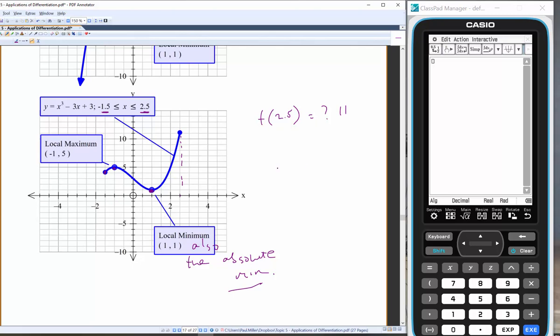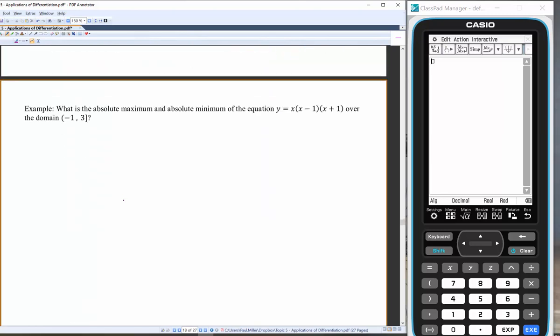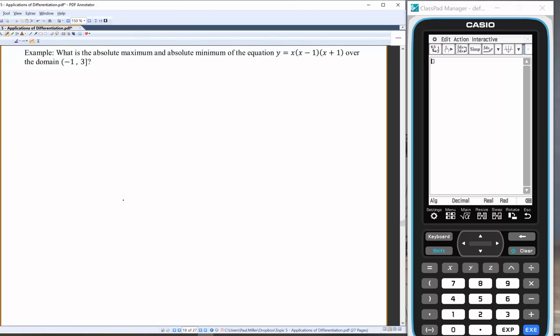All right, so let's see if we can apply that in a few different scenarios. What is the absolute maximum and absolute minimum of this function over the domain -1 to 3? And let's consider this is no-CAS or exam 1 style. So how are we going to do it? Well, the first thing you absolutely have to do is sketch the function. You've got to get an idea of what this function looks like.